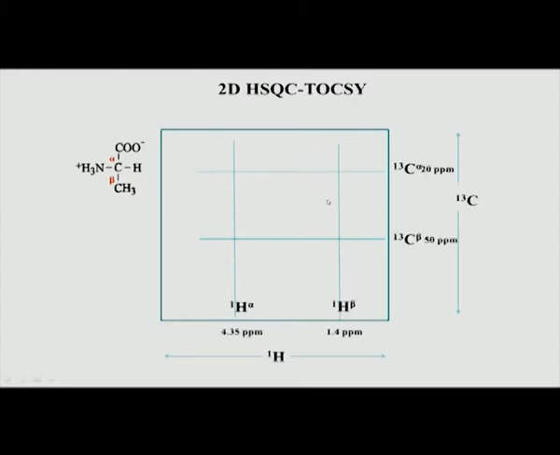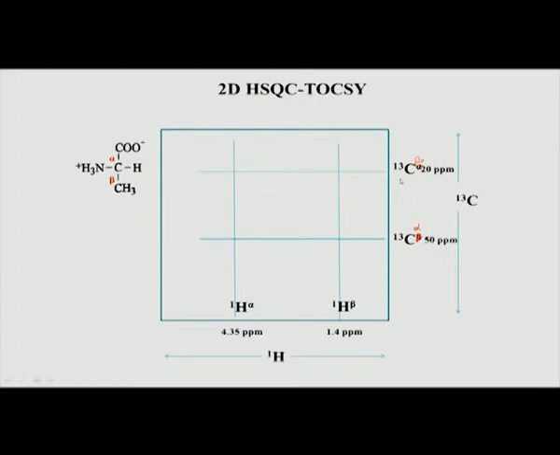Let us look at it. So, let us say this is alanine, and this is beta. There is a typo here, we will correct it. And this is alpha. It is expected that the carbon beta should come around 20 ppm in alanine and carbon alpha comes around 50 ppm.